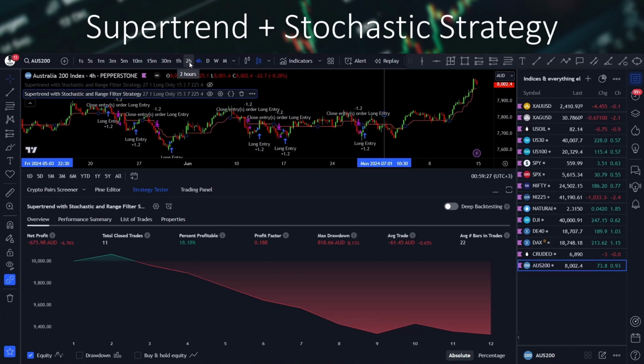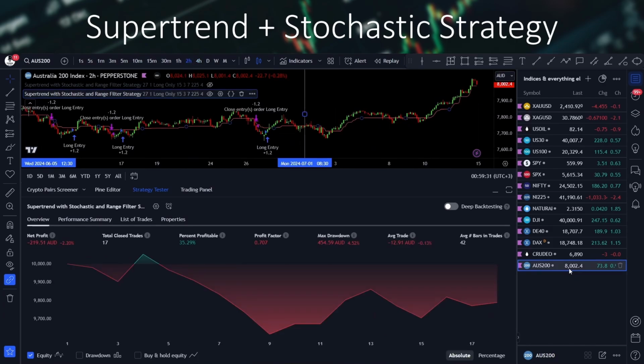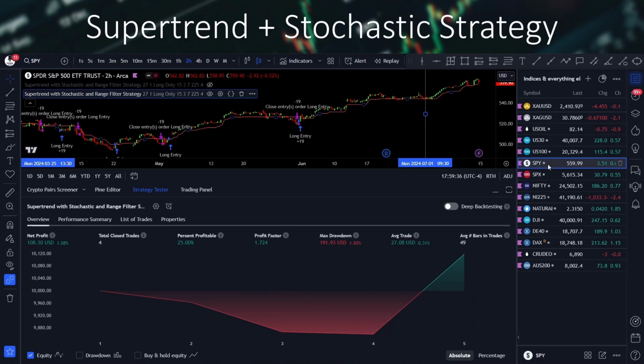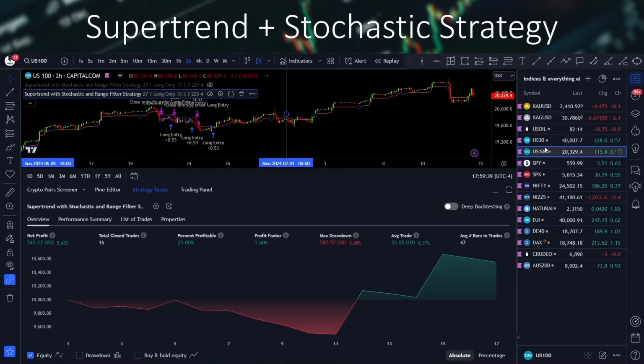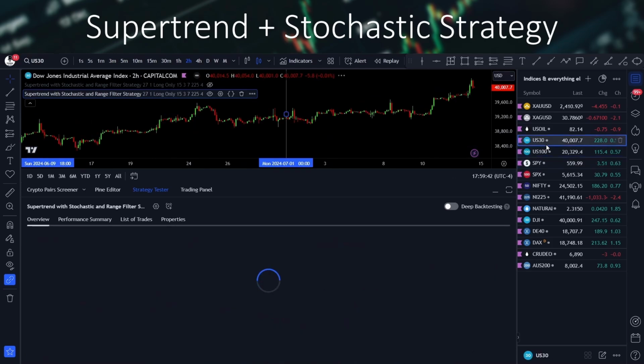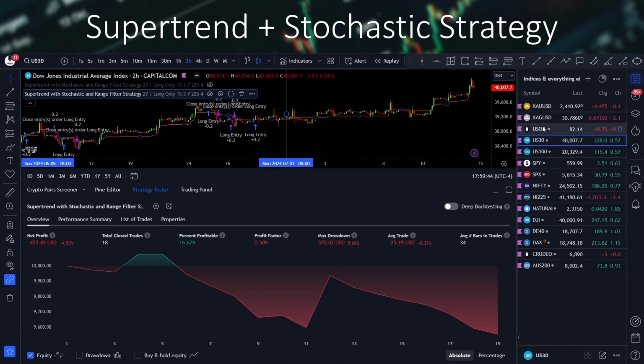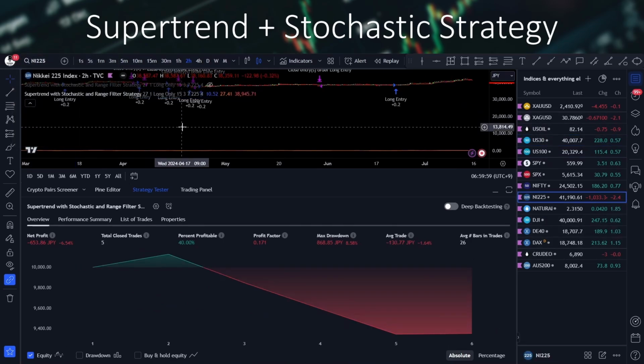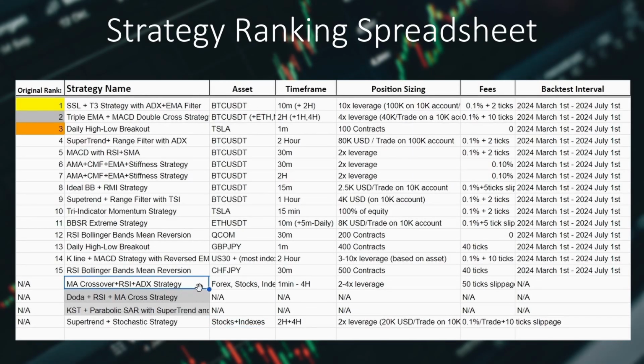But back on the 2-hour chart, Australian losing, Nikkei losing, SPY is profitable but just barely, US 100 is profitable, US 30 is losing, and Nikkei losing too. So in the first 4 months of out-of-sample data, it did not generate the best results. Let's move on. The next one which we will take a look on is the MA crossover plus RSI plus ADX strategy.